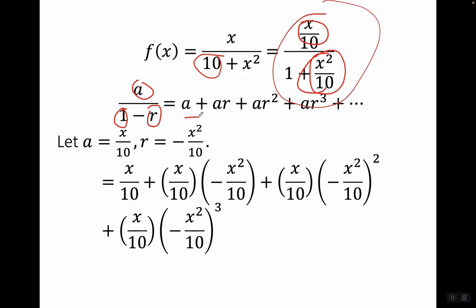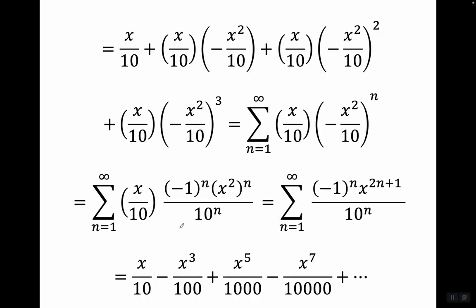Great. So that means that this function, x over 10 all over 1 plus x squared over 10, is going to be a plus ar plus ar squared plus ar cubed. It'll be x over 10 plus x over 10 times negative x squared over 10, plus x over 10 times negative x squared over 10 squared, plus x over 10 times negative x squared over 10 cubed. Wow, this is getting complicated, but I'm okay with that as an answer. But if you're not okay with it as an answer, here's what you get when you multiply it out.